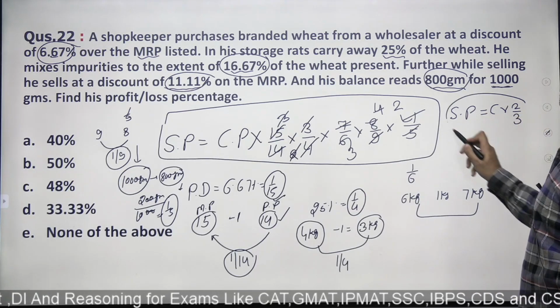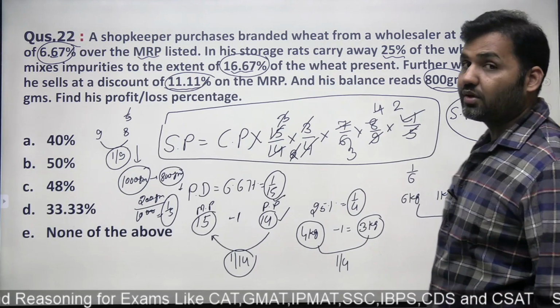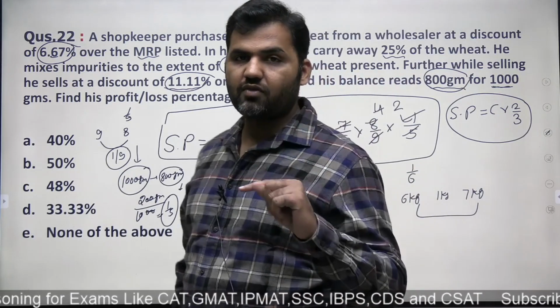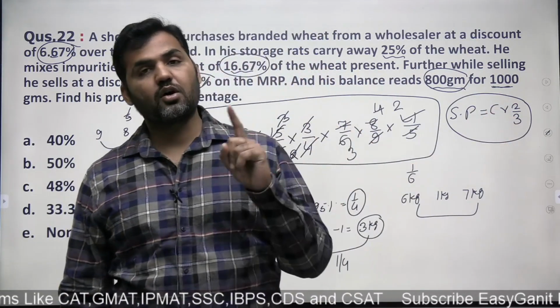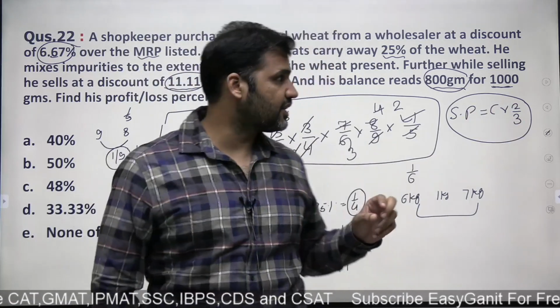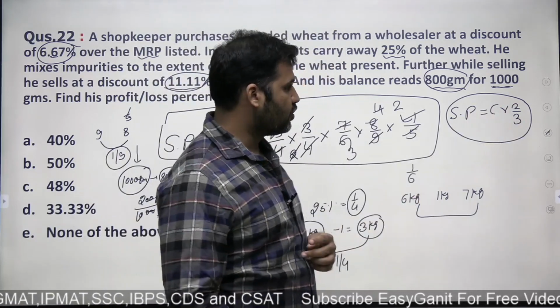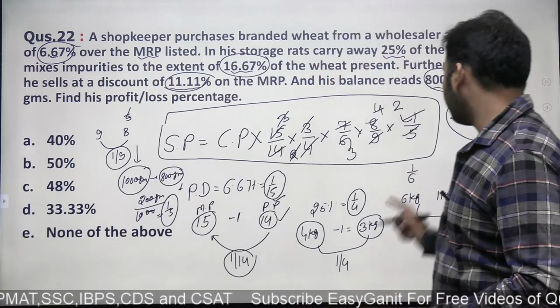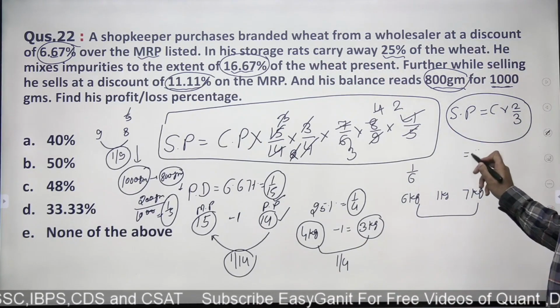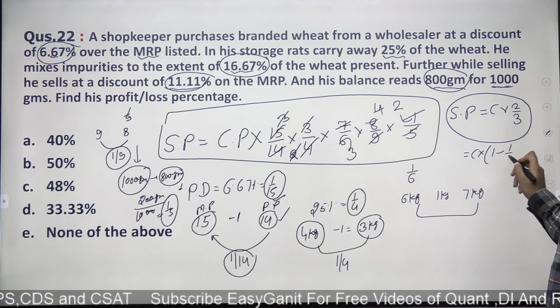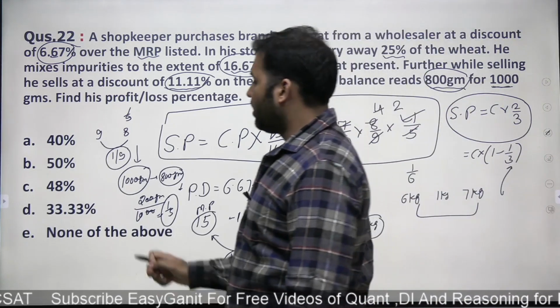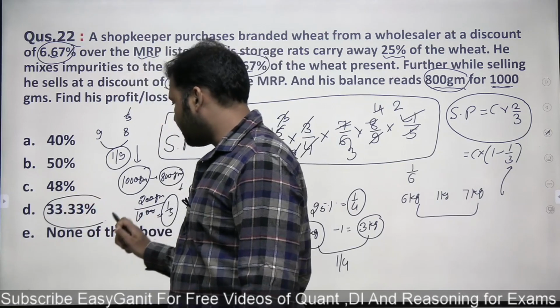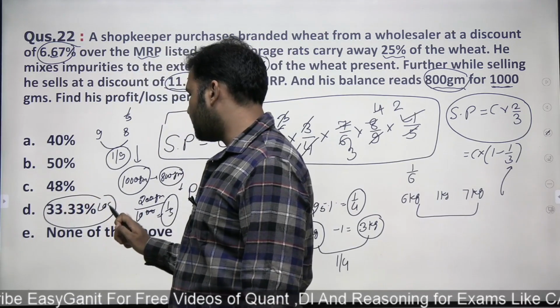So if selling price is 2/3 of cost, that means my total final multiplying factor is less than 1. If the final multiplying factor is less than 1, that means there is a loss. How much less? When I'm saying selling price is 2/3 of cost, which is cost into 1 minus 1/3, so a loss of 1/3. A loss of 1/3 means the loss percentage would be 33.33%. So the answer would be 33.33% loss.